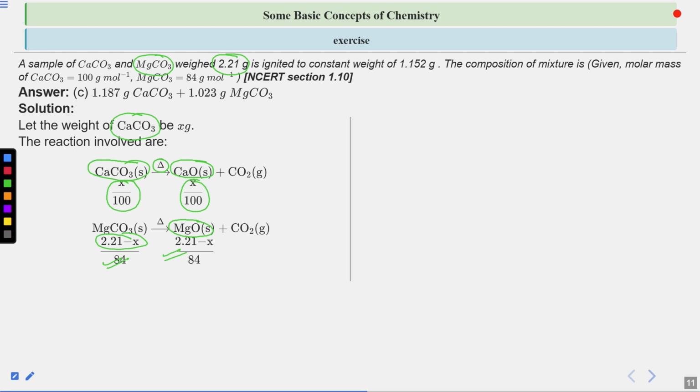Okay, so I am moving further. This triangle sign is again for the heating purpose. It is given in the question that we are igniting it. Igniting means heating it, so to symbolize the heating process, we put a triangle sign. As simple as that.